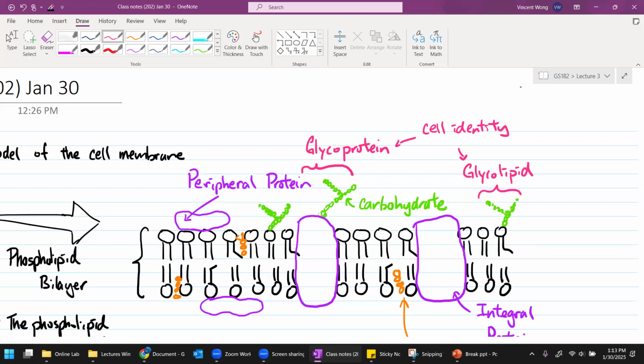Is that okay? For the glycoprotein. Never mind. You can ask again later if it comes back.